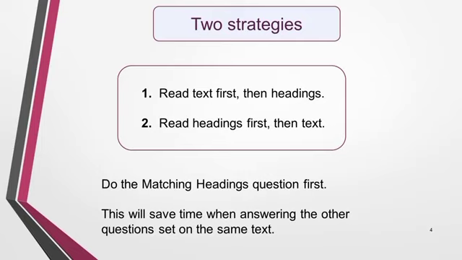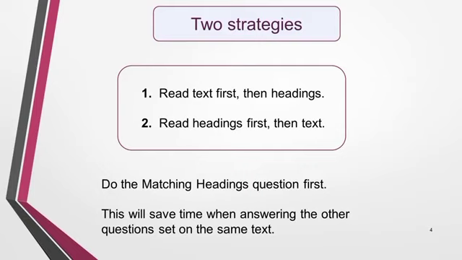1. Read the text first, then the headings. And 2. Read the headings first, then the text. Some teachers will tell you to always read the text before you look at the headings, while others say you should definitely read the headings first. Personally, I think the first strategy, text first, then headings, is the easiest. However, my advice is to try both when you're practicing to see which one works best for you. Different people process information in different ways, so one method may suit you better than the other.